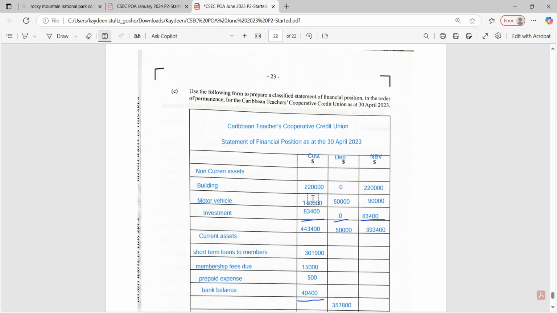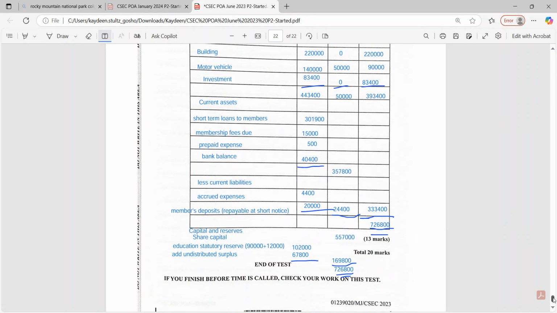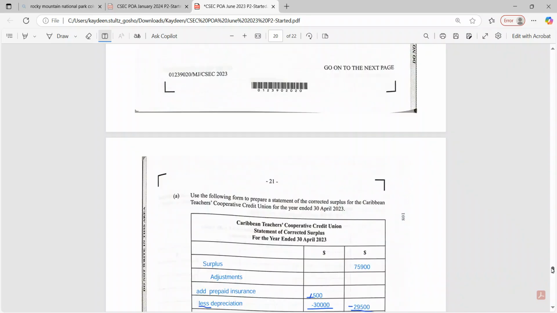When we add 220,000 plus 140,000 plus 83,400, we get 443,400. Depreciation column is 50,000 and net book value is 220,000 plus 90,000 plus 83,400, which gives us 393,400. Next, we work with our current assets. So we're going to scroll back up and look to see if we see any current assets.